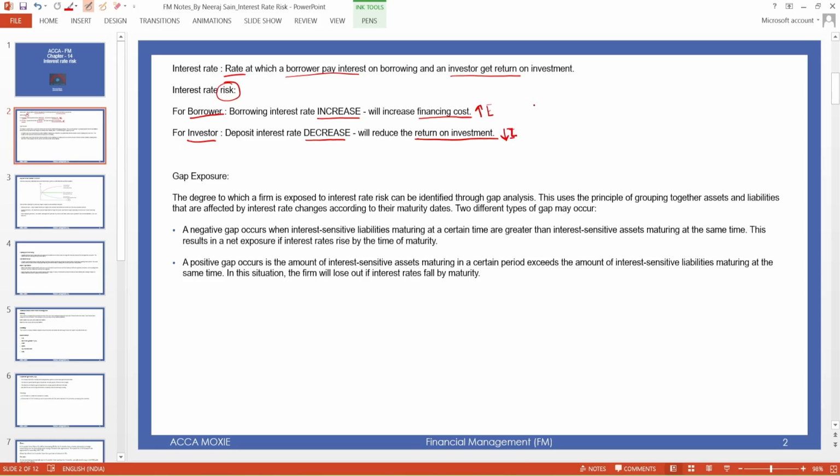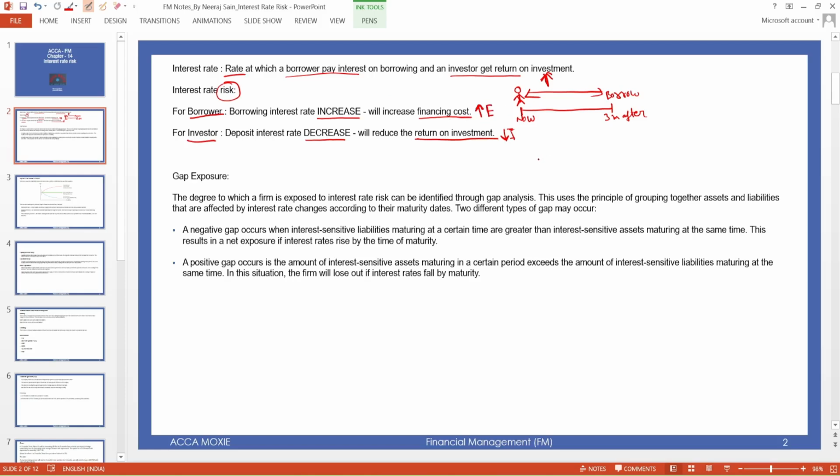Let me further explain this. Borrower: for example, today, right now, and 3 months after, you want to borrow. You are right now here, but during this time there is a risk that if the interest rate increases, then you have to pay higher interest. Higher interest means your expense is increased and you will face a risk.